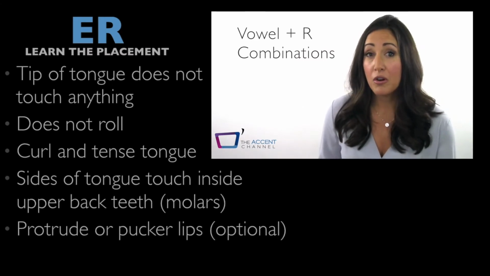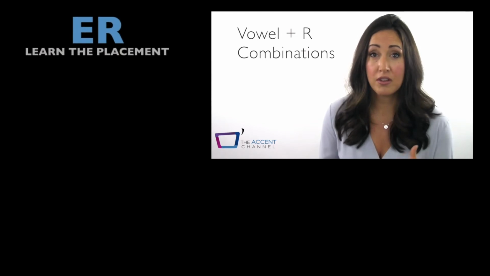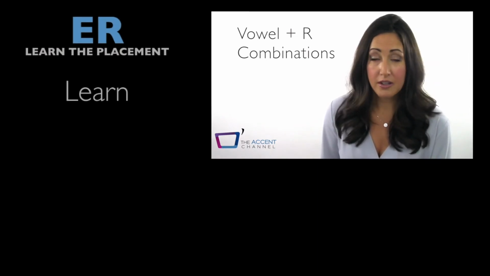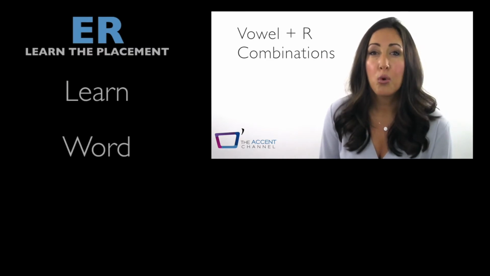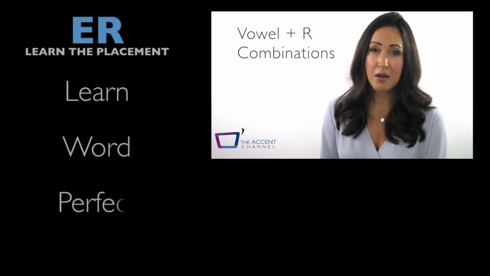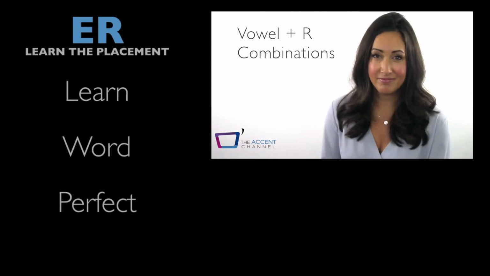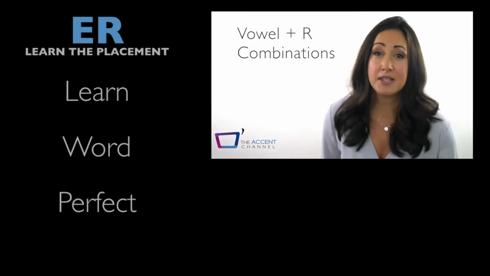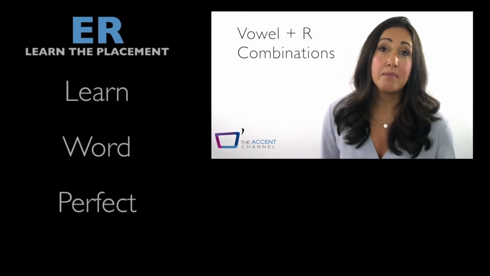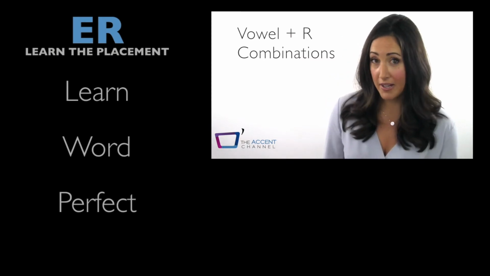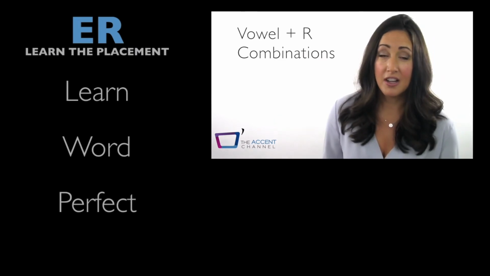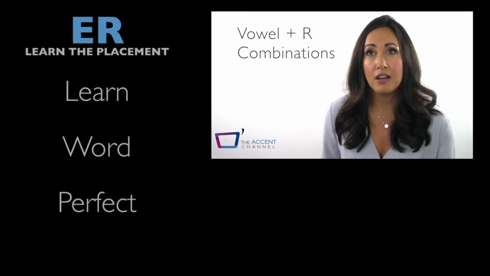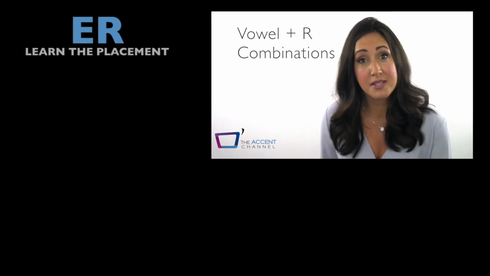We'll start with ER in the stressed position or the strong syllable of a word. Learn. Word. Perfect. ER often appears in the unstressed syllable of a word, and this is where many regional dialects of American English tend to drop the R or do something else with it. Non-native speakers tend to have a difficult time with it in the unstressed syllable as well.